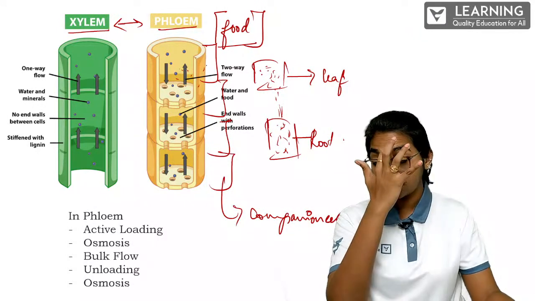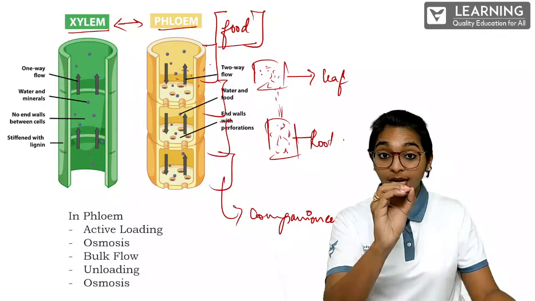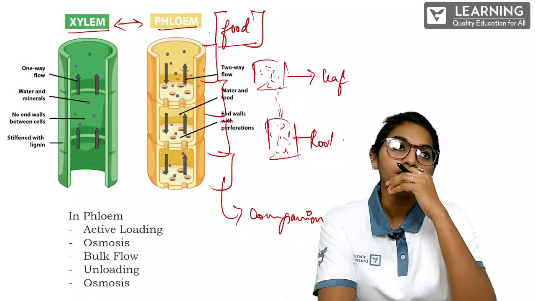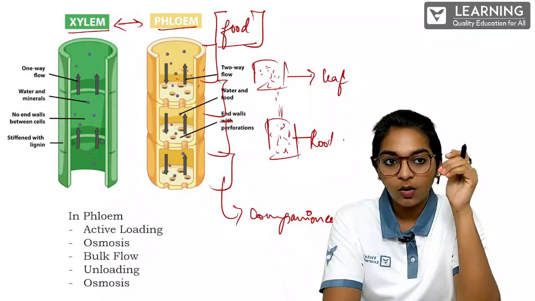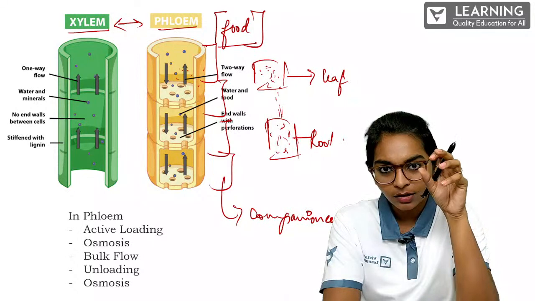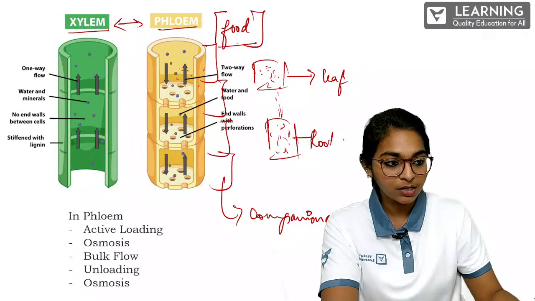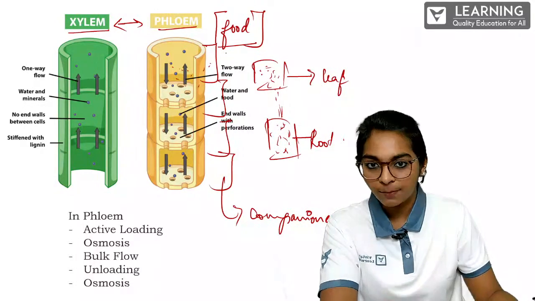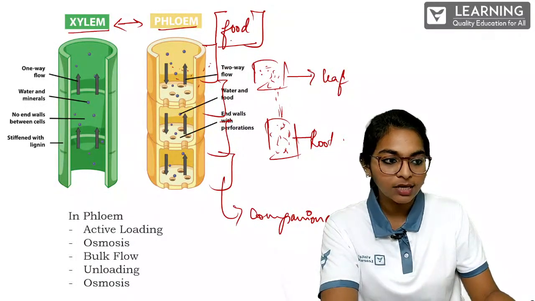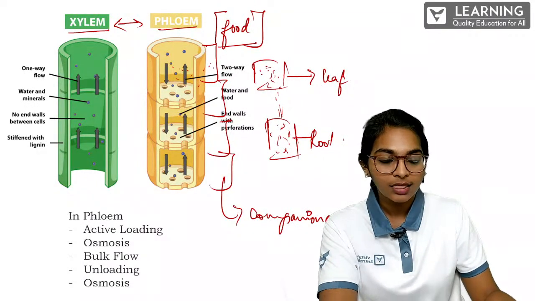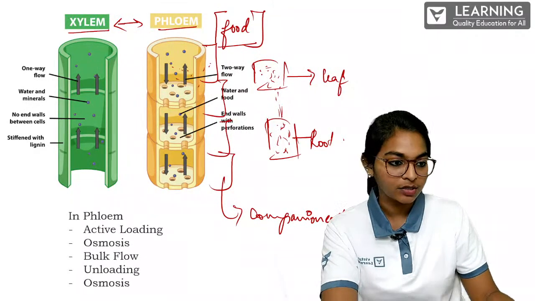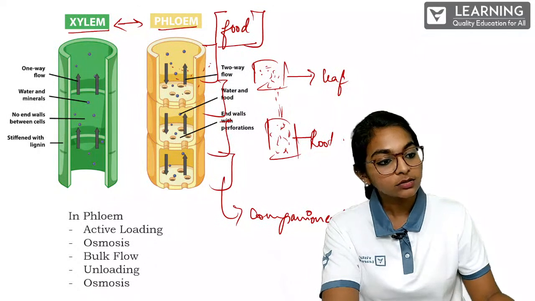This phloem cell contains very little cytoplasm only. All the information, the survival of the cell, all the cell-related functions, are controlled by the companion cells only. So the companion cell takes care of it. That is why we call it a companion, because it is always present beside it and takes care of it.